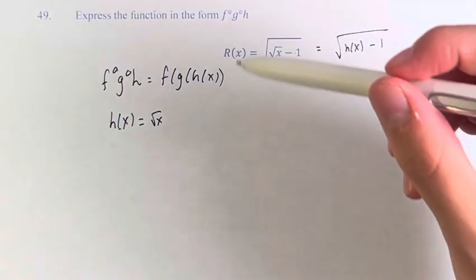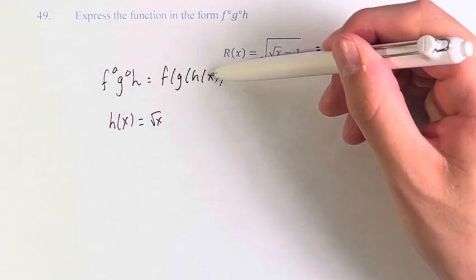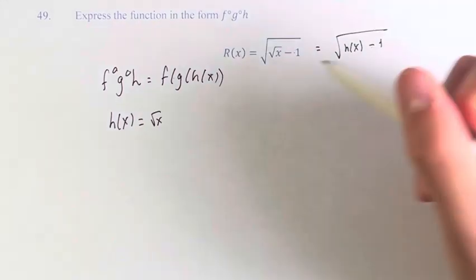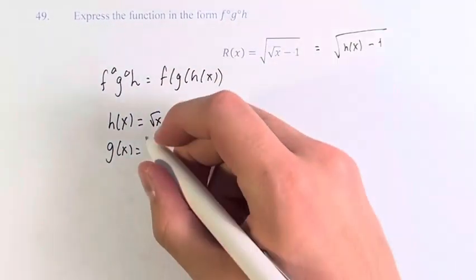So what's inside the square root is g of h of x, being h of x minus 1. Then g of x, replacing the h of x with just an x, is equal to x minus 1.